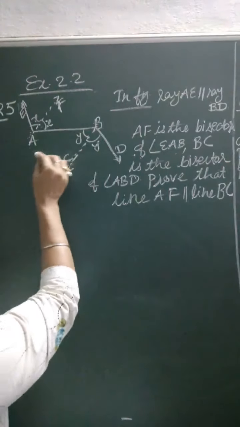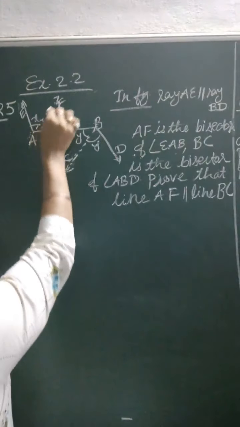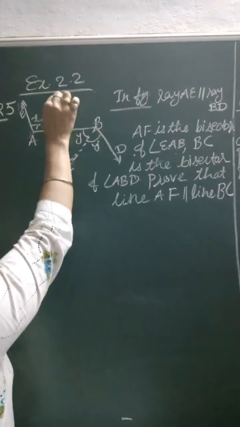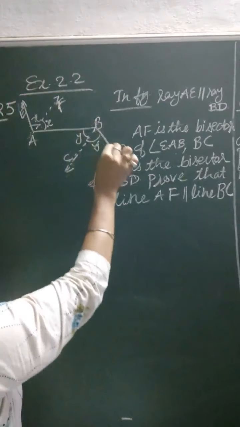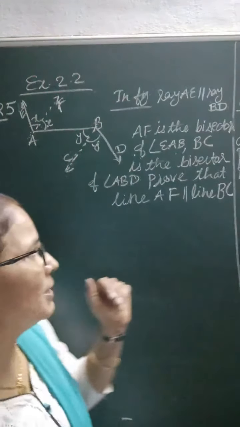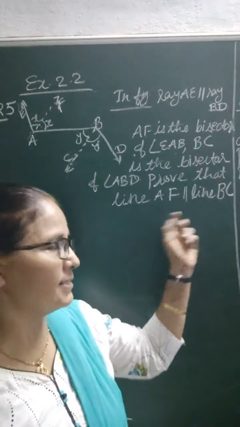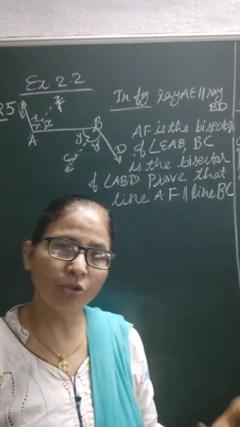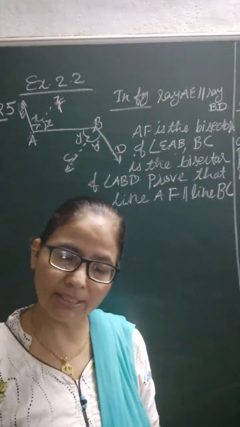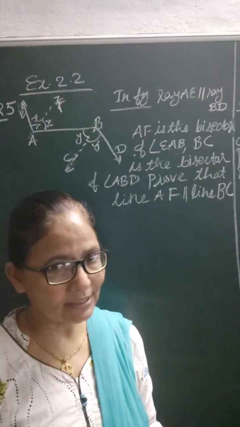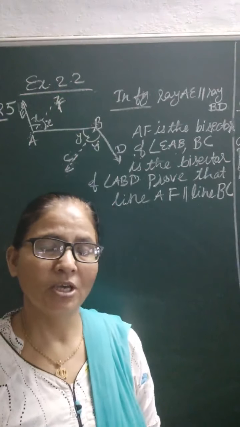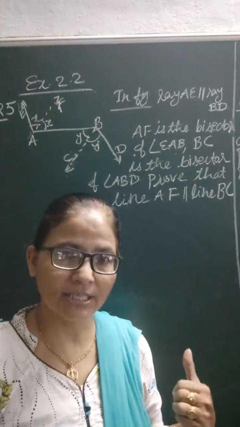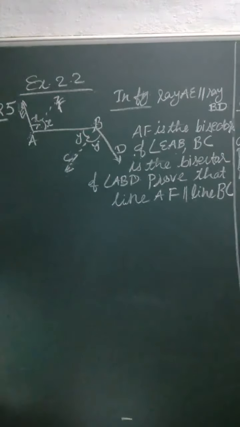Where is line AF? Let's observe in the figure. This is AF. You have to prove AF is parallel to BC, and you are given AE is parallel to BD. Now simple. If you want to prove that lines are parallel, what do you have to prove? Either you will get corresponding angles equal, or you will get alternate angles equal, or you will get the sum of two interior angles equal to 180. So let's find out what we are getting in this example. Okay, let's start. We start with the proof.